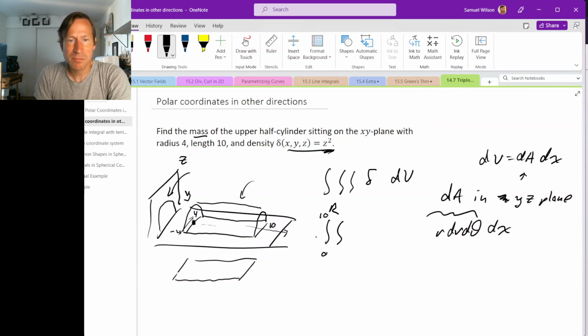Let's see. So in the yz plane, right? We actually have a choice on how we want to set up our polar coordinates. We can either say that z is r cosine theta and y is r sine theta, or we can do it the other way around and say y is r cosine theta and z is r sine theta. And both of these are possible, but the second way is actually the most straightforward for the following reason.